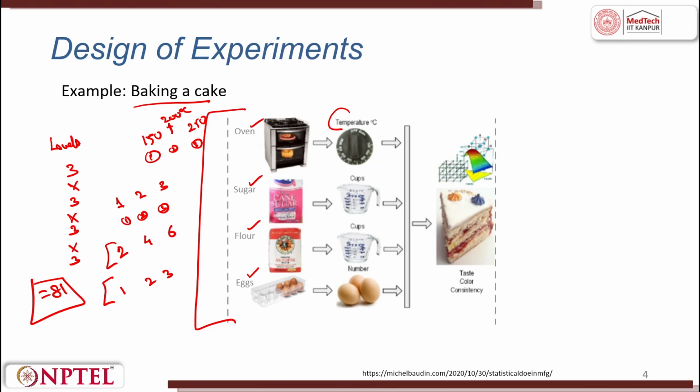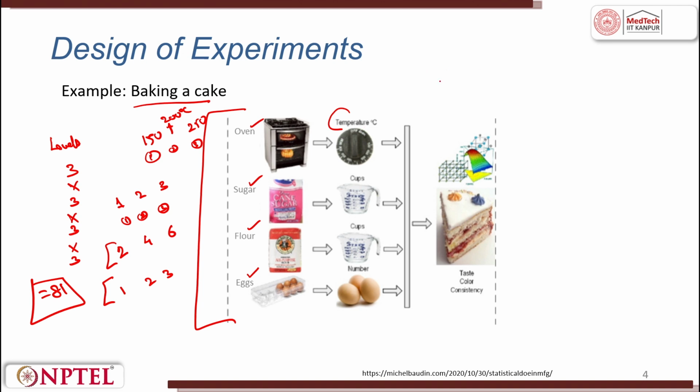Conducting 81 experiments and maybe spoiling some of the cakes because of the extremes which are not even required, this is not a great idea. That is why design of experiments is required. Here, what are we doing? We are trying to adjust temperature maybe at one specific level.